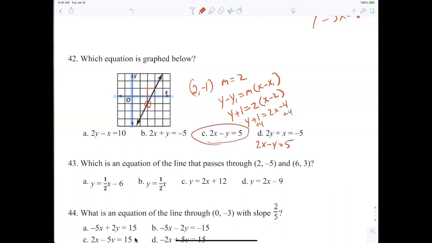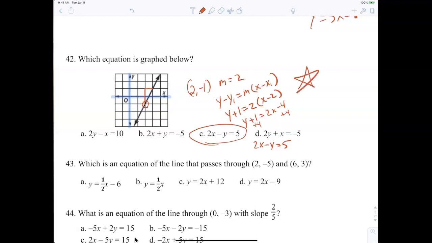That was C. All right, that was a really important review question. Please look that one over too. I'm sure that's on the test.